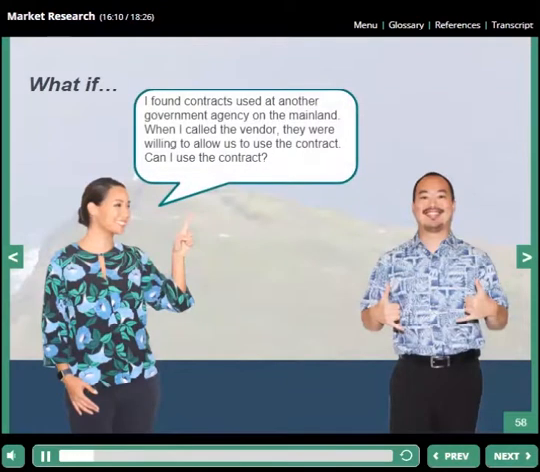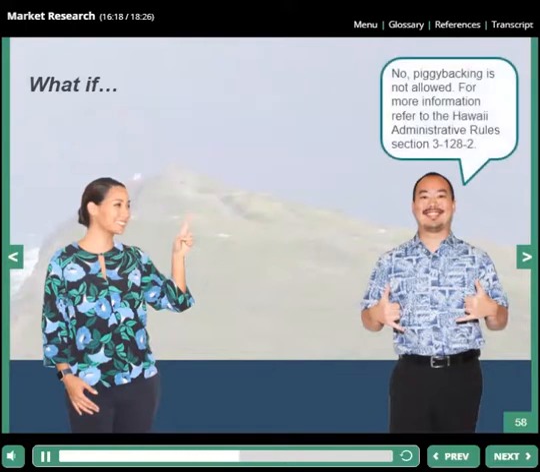I found contracts used at another government agency on the mainland. When I called the vendor, they were willing to allow us to use the contract. Can I use the contract? No, piggybacking is not allowed. For more information, refer to the Hawaii Administrative Rules Section 3-128-2.